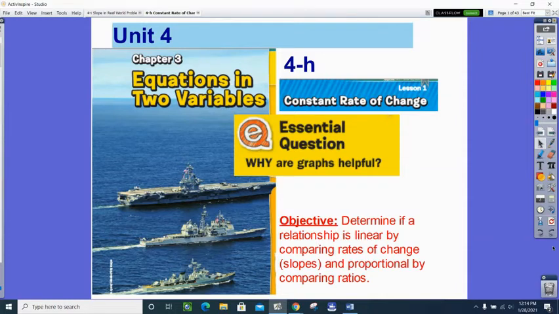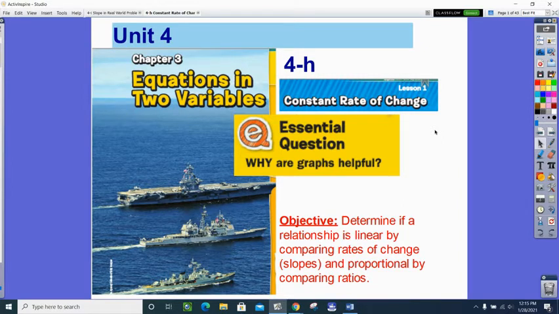So today we're going to take our discussion of slope into the real world. You're going to notice in this section that the heading is called constant rate of change. A constant rate of change just means constant slope. Rate of change and slope are synonyms. Rate of change is just the words we use for slope in a real world example.